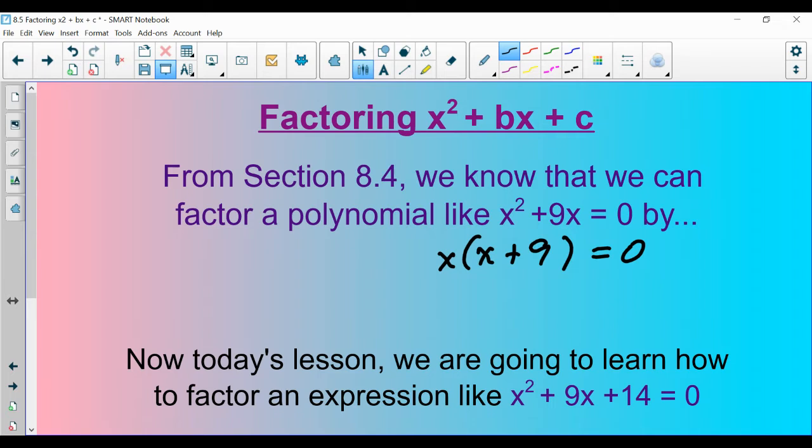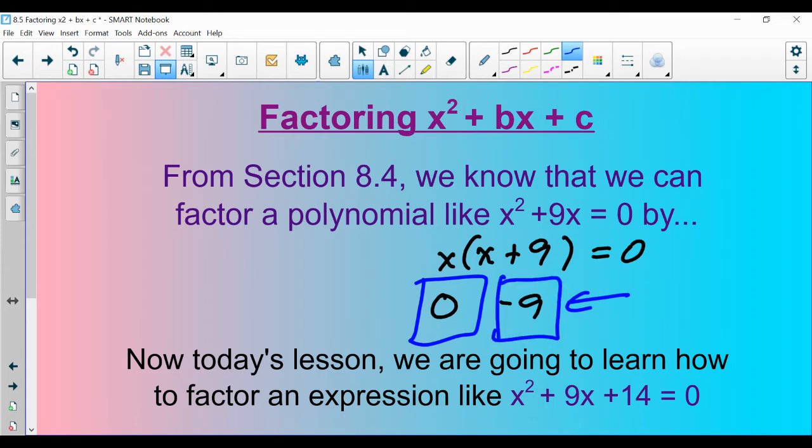Instead, we want to use the zero product property, which states that if you have something and you multiply it by something else, and the answer is 0, then either this must have been 0 or this must have been 0. So the question becomes, what makes this 0? That would be 0. And what makes this 0? That would be negative 9. Now, you might have noticed that in every one of your problems in section 8.4, one of the answers was 0, and then another answer was some other number. That is because every term had an x in it before.